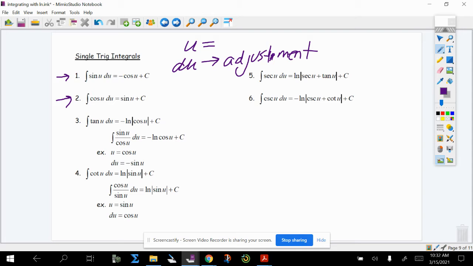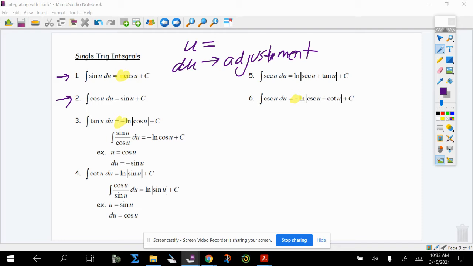Again, as we mentioned, if you integrate to get a co-function, it's negative. We've actually talked about that memory device before. So you'll notice there's a negative here because it's a co. You'll also notice there's a negative here because it's a natural log of a co. And there's a negative here. So again, that same rule: when you integrate, if you get a co-trig function, it's negative.